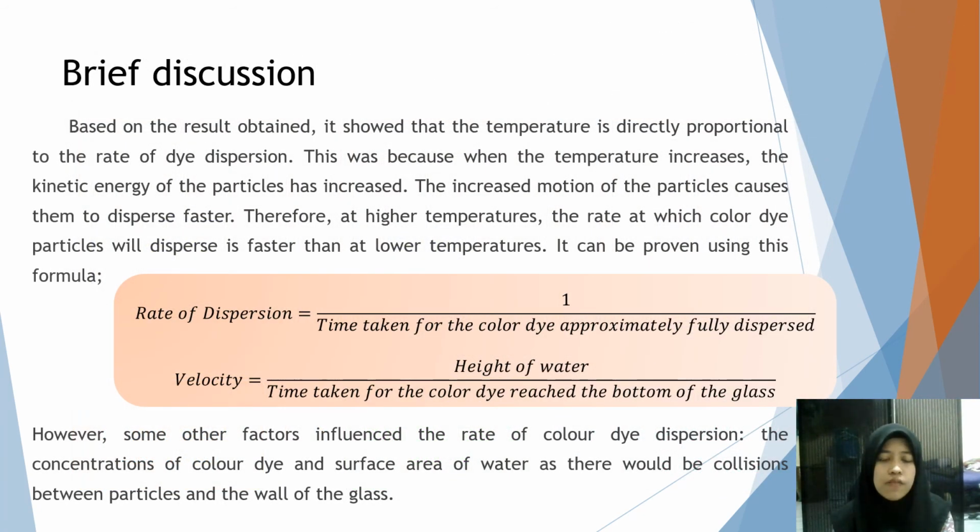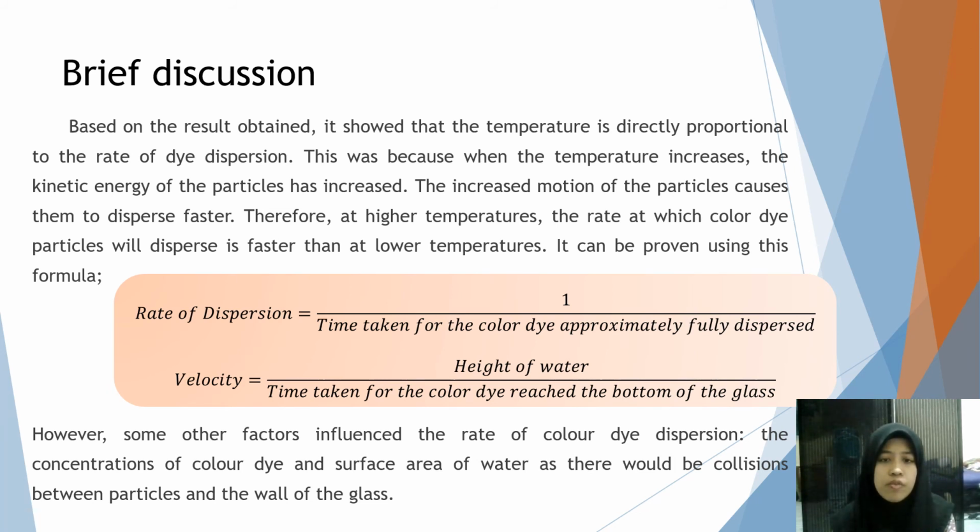We can make a brief discussion for this experiment. Based on the result obtained, it showed that the temperature is directly proportional to the rate of dye dispersion. This was because when the temperature increases, the kinetic energy of the particles has increased. The increased motion of the particles causes them to disperse faster. Therefore, at higher temperatures, the rate at which color dye particles will disperse is faster than at lower temperatures.